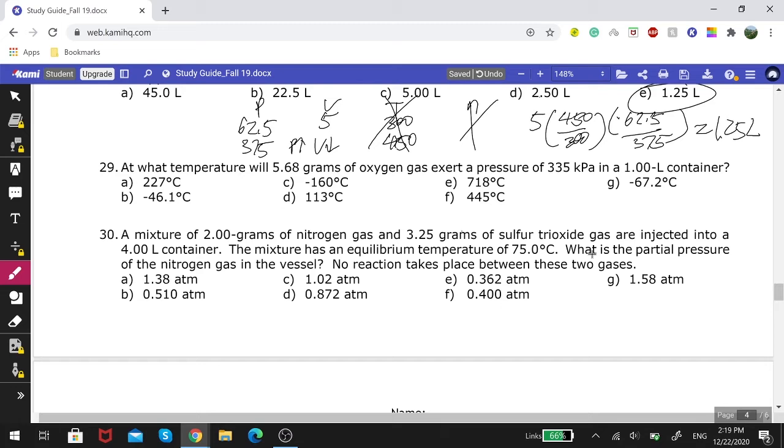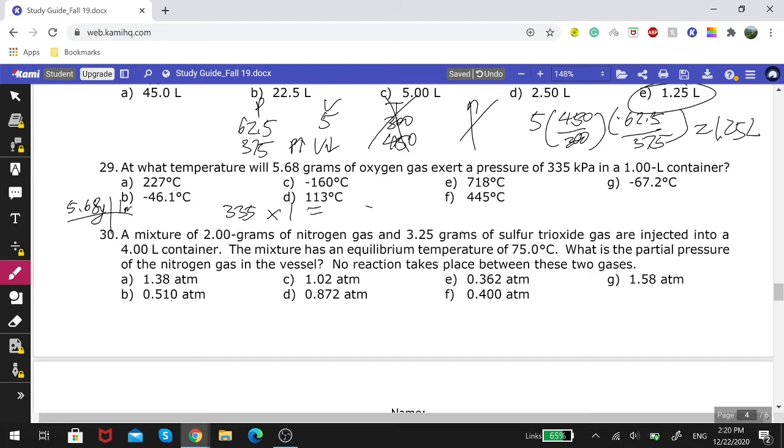Next one, we have this much temperature, this much pressure. This will be PV equals nRT. All right, pressure is 335 kPa, so we're going to have to convert kPa. No, actually, we do not need to convert. kPa is one of the units. 335 times the liters, which is 1, is equal to the number of moles, x, times the gas constant. Oh wait, no, the number of moles we do know. We have 5.68 grams of O2, right?